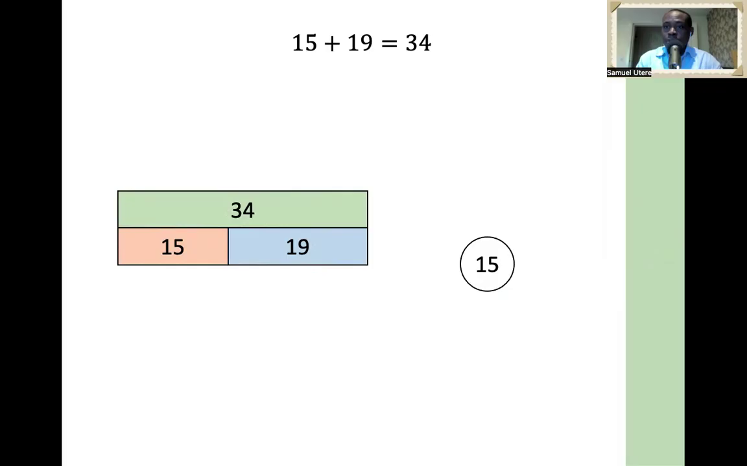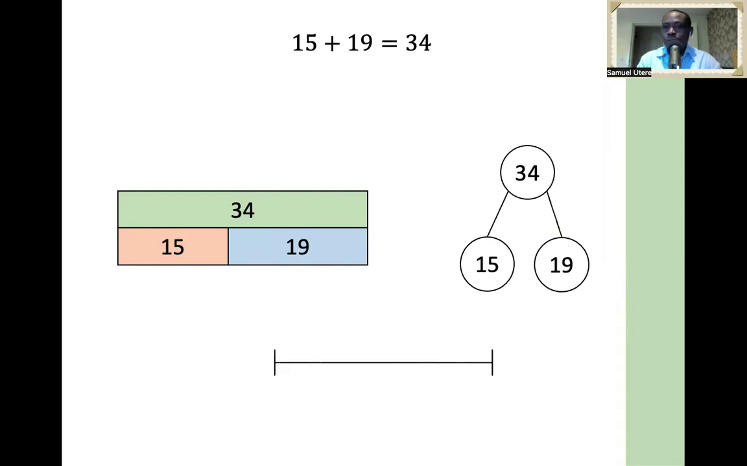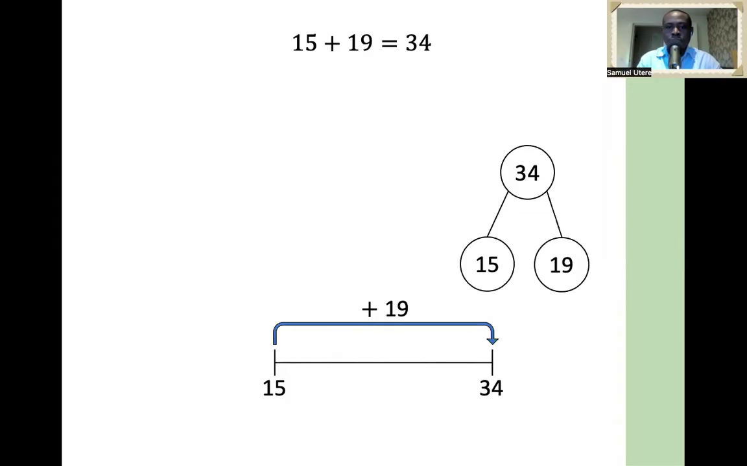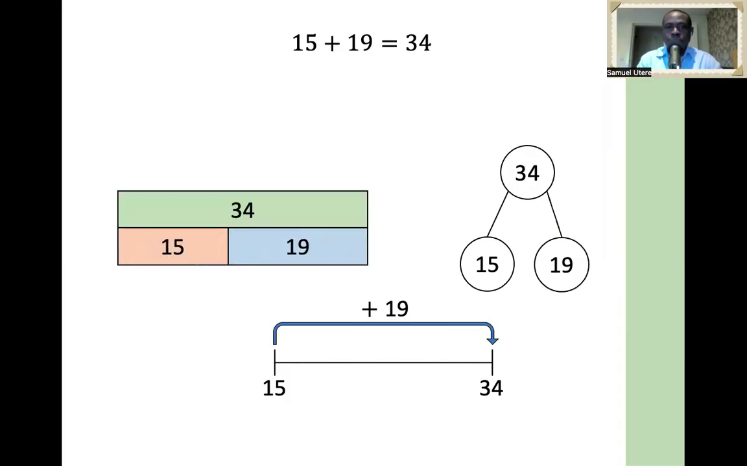We can also represent this as a part whole model. So we write 2 circles, 15 and 19, and they should add up to give us 34. We could also represent it in the number line form, where we write 15, we add 19 to get to 34. Okay. Could we also write it like that?